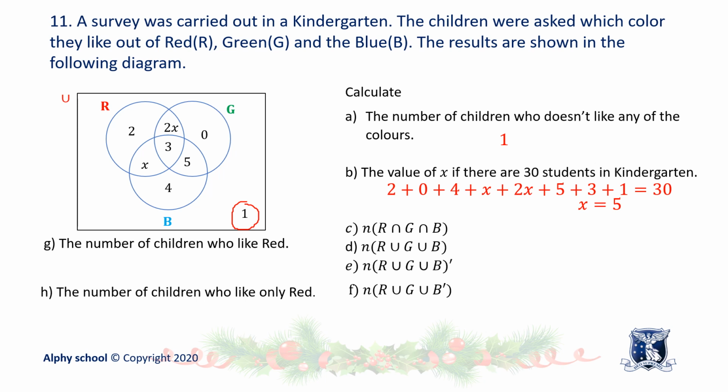Part C. The intersection part of all three circles is 3. The union of all three circles is 29. The number of children who like red is 2 plus 2x plus 3 plus x. And we know from part B that x is 5. That is equal to 20. The number of children who like only red is 2.